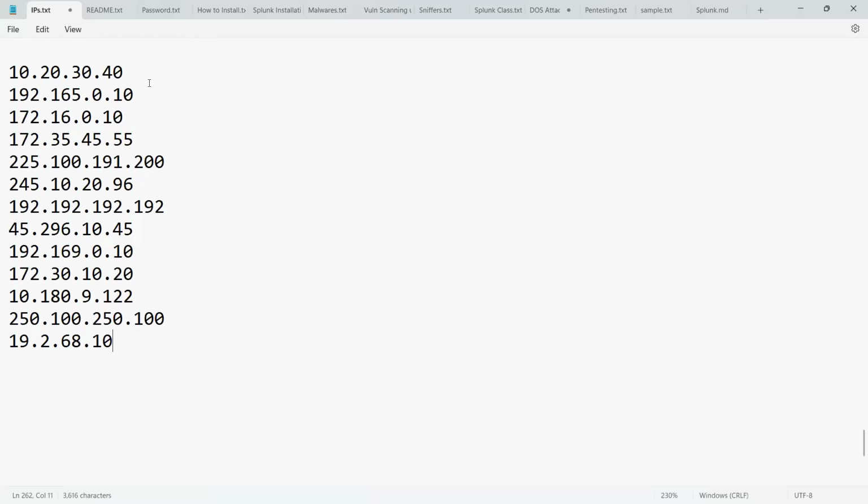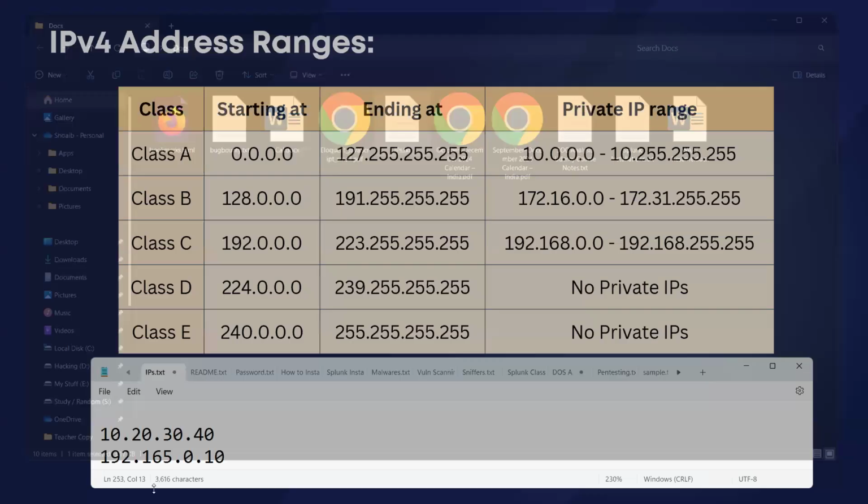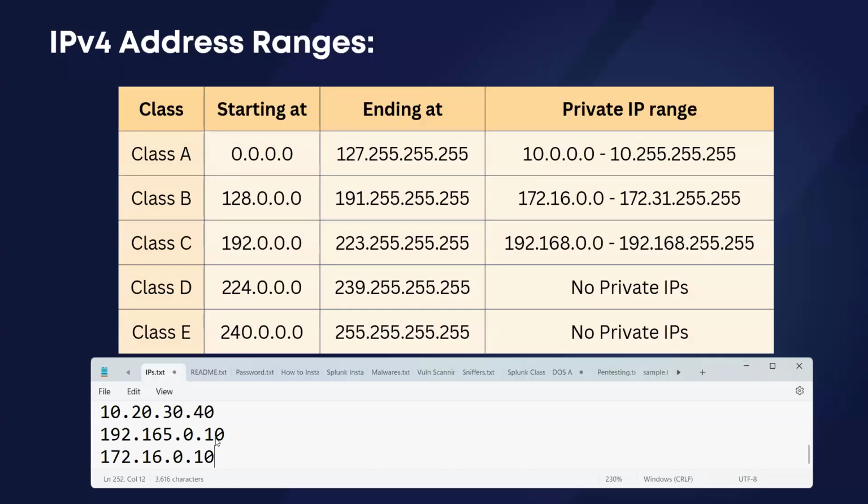So I've written down some random IPs here, guys. Now what I want you to do is look at this range of IPs from here, and tell me which IP belongs in which class and whether it's a public or a private IP. Let me give you the answer for the first few ones, and I want you to give the answers for the others. So looking at the first IP here, 10.20.30.40.